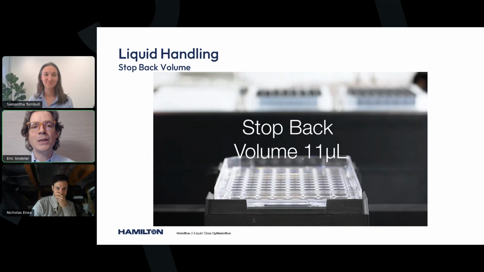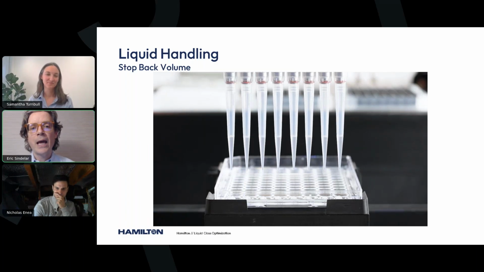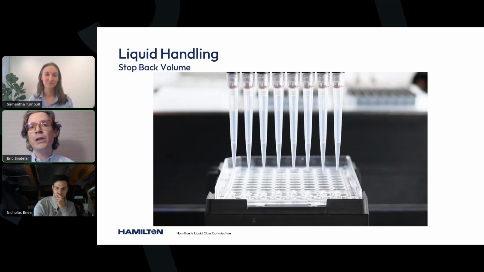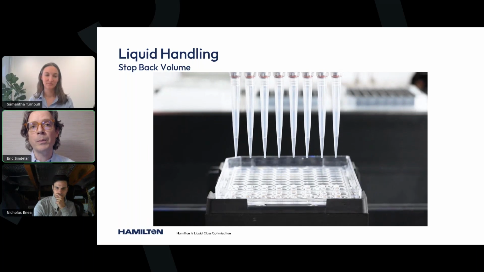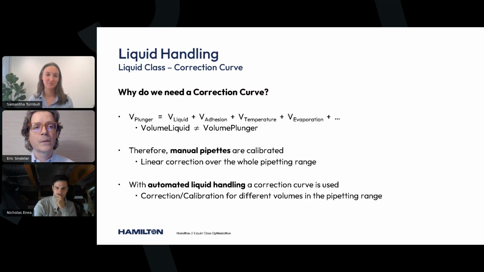Now, what happens when you set the stopback volume just right? In this case, it's 11 microliters. You'll see that there's no droplet formation and there's no air gap. The liquid remains at the end of the pipette tip for each dispense, treating each condition the same and thus ensuring consistent performance from transfer to transfer. So those parameters, along with other liquid class parameters, all play a role in the precision of the liquid handling.